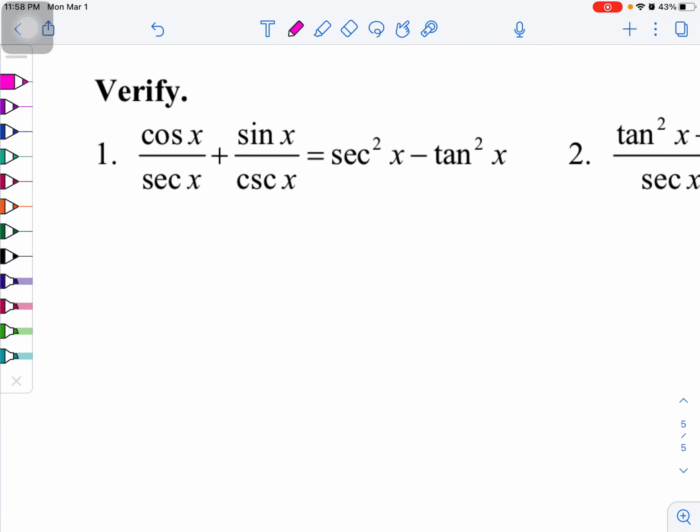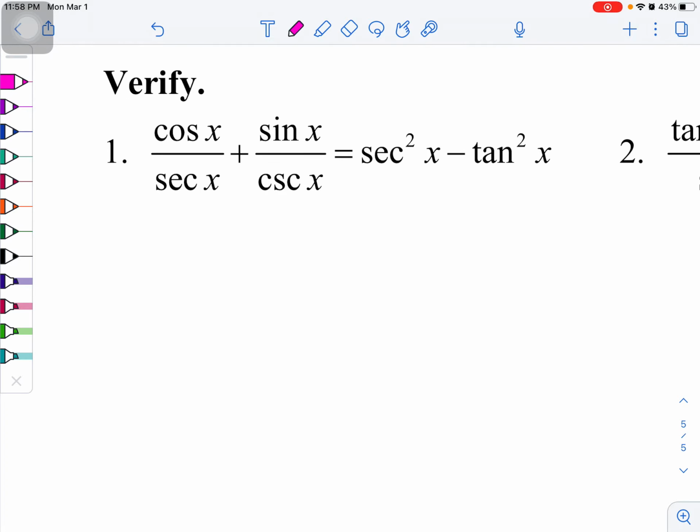All right, we're going to do the 6 verifying trig identities under the heading verifying trig identities 4. So let's jump right into problem number 1 here. I've got some kind of wacky fractions going on the left side that I'm going to try and work with.